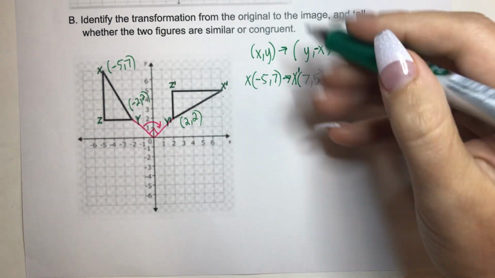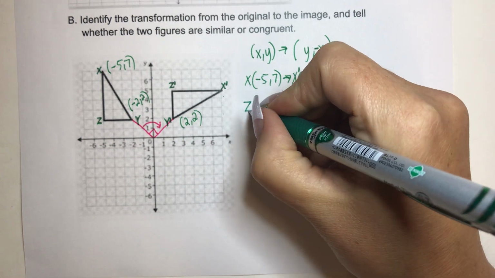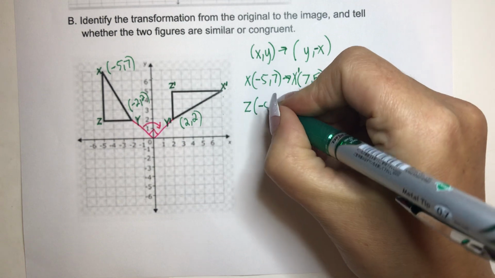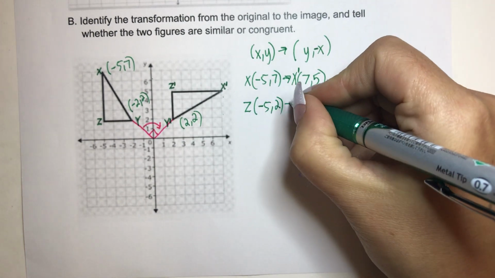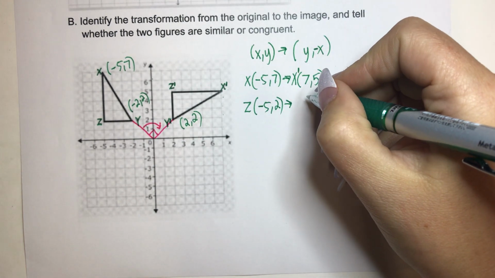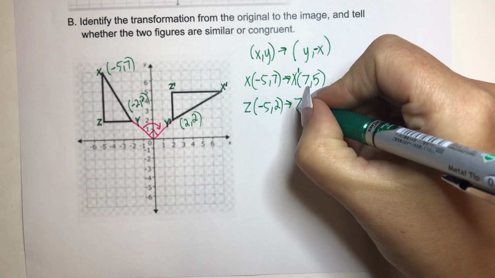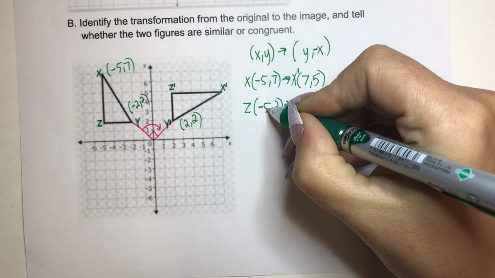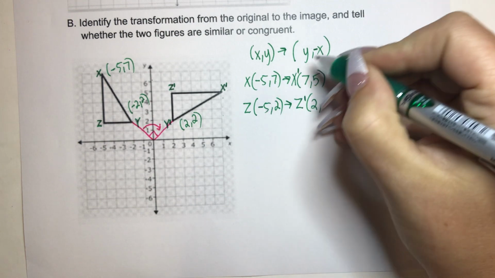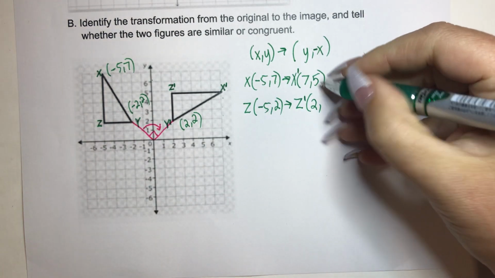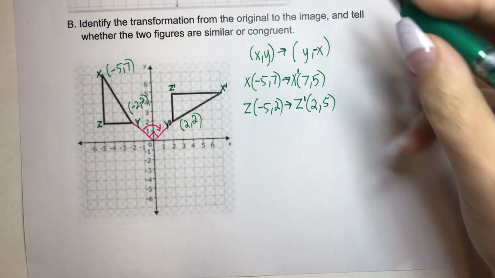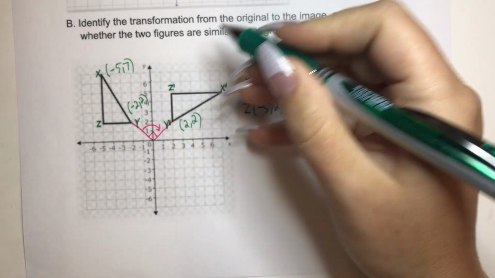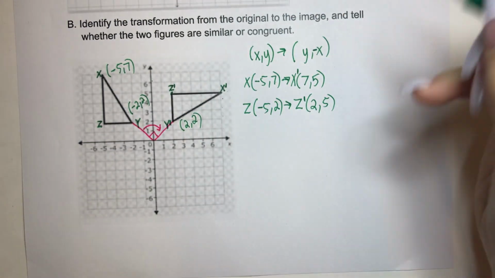That works. The last one we have to check is z. Z is negative 5, 2. Which means if it's a 90-degree rotation clockwise, the z prime should be, okay, so the y becomes the x, so it's 2, and then this x becomes negative, and it's already negative, so then it becomes positive, so it'd be 2, 5. So z should be 2, 5, and that's what it is right there, z prime.